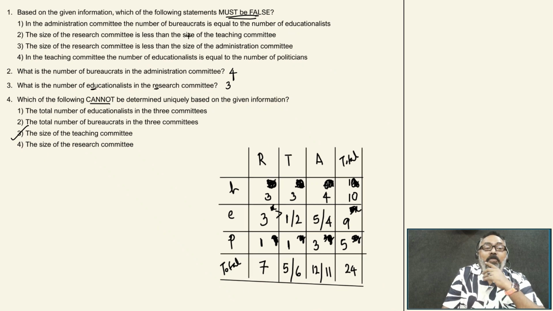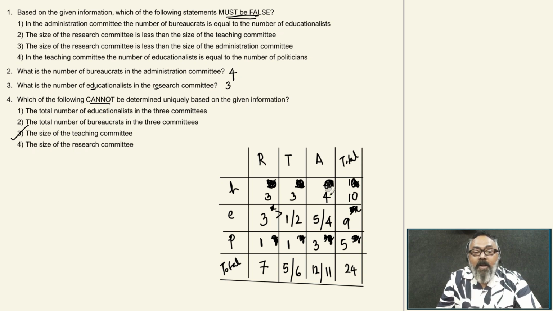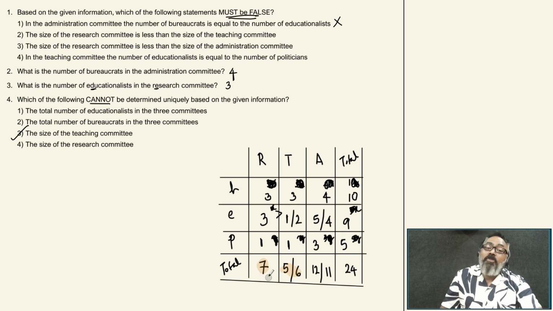Okay, which of the following must be false? In the administration committee, the number of bureaucrats is equal to the number of educationalists. That is something that could be true, right? He's saying must be false. So this one could be true. So we eliminate this. The size of research committee is less than the size of teaching committee. Not possible. In both the cases, it is more than the size of the teaching committee. We have the answer. That'll be 2.